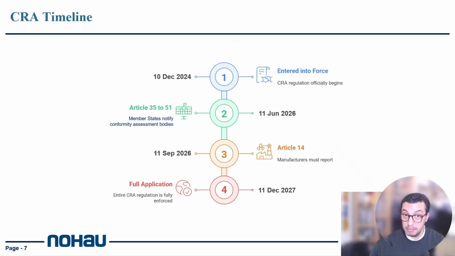So how does it apply? Here we have the milestones of the CRA. The regulation officially entered into force on 10 December 2024. We are nearly 1 year later. The next big step is June 2026, when the member states must notify the conformity assessment bodies. Then on 11 September 2026, Article 14 becomes active, meaning that manufacturers must start reporting vulnerabilities. And finally, on 11 December 2027, the CRA is fully applicable, and all essential requirements and obligations must be met for any product placed on the EU market.